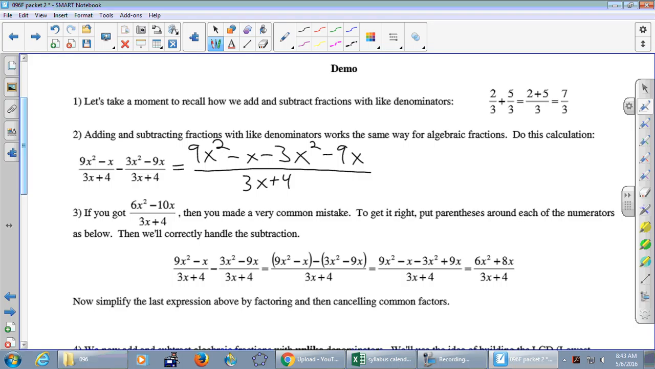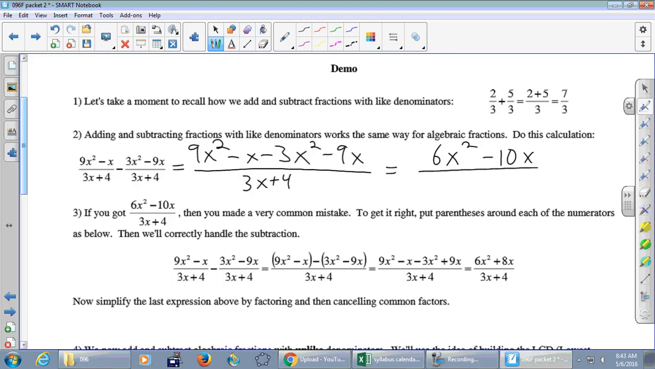Okay, equals. All right, so let's combine terms. What do we get for the x squareds? We got 6x squared, right? And how about the x's? Negative 10x. And the denominator? Same thing, 3x plus 4.